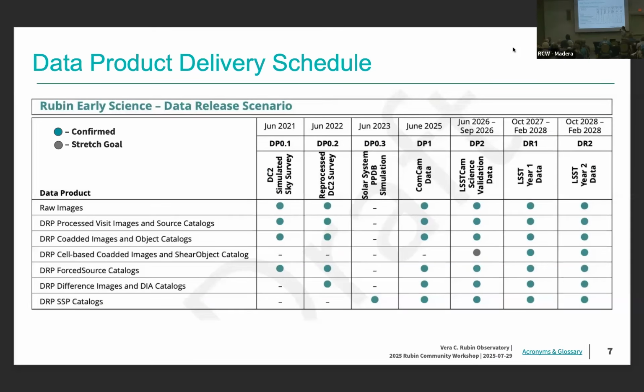DP1, we were able to deliver all different types of data products except for cell-based coadds and the shear object catalog. We expect to do the same with DP2, and we have the coadded images and shear object catalog as a stretch goal for DP2. That is still TBD. And then once we get into the first year of data taking, we expect to be routinely delivering all the data product types.